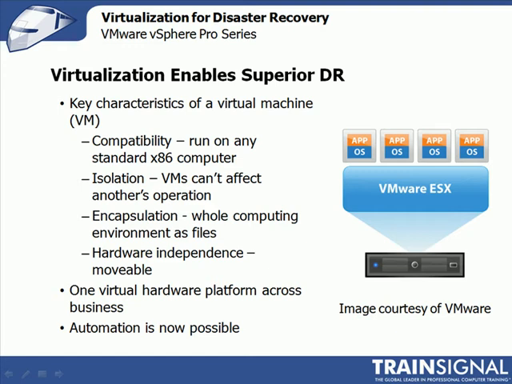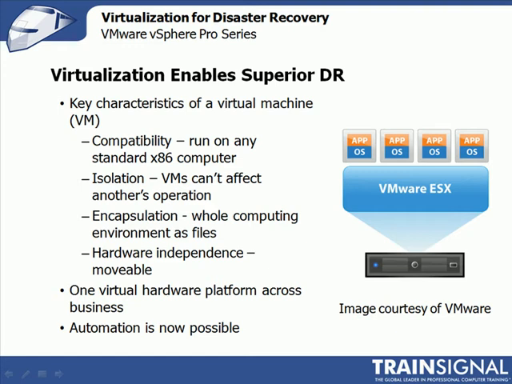First off is compatibility. Compatibility basically says that a virtual machine is capable of running on any standard x86 computer, whether it's Dell, IBM, HP, or any type of white box computer. This is because the VMware ESX software that hosts the VMs abstracts the physical server resources and presents a standard x86 virtual computing environment that the operating system sees as a standard x86 computer.